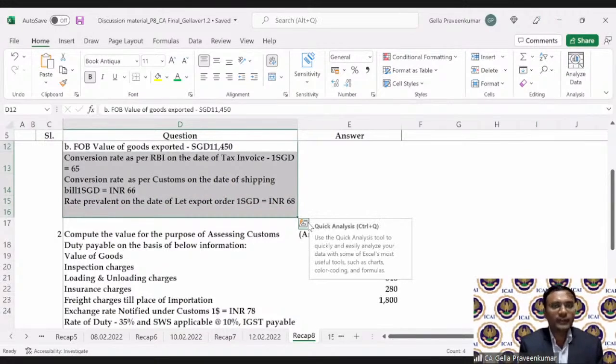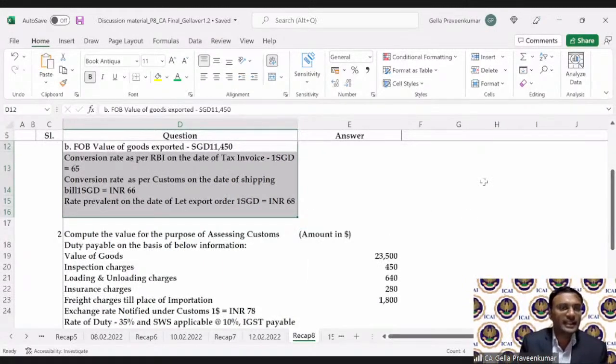FOB value of goods exported in Singapore dollars is 11,450. Conversion rate as per RBI on the date of issuing tax invoice is 1 Singapore dollar equivalent to 65. Conversion rate as per customs on the date of filing shipping bill is 66. Rate prevalent on the date of let export order by the customs officer is 68. So here, the goods have been exported where they have given FOB value. 11,450 Singapore dollars is my FOB value.